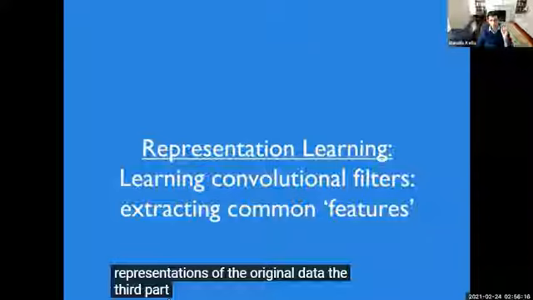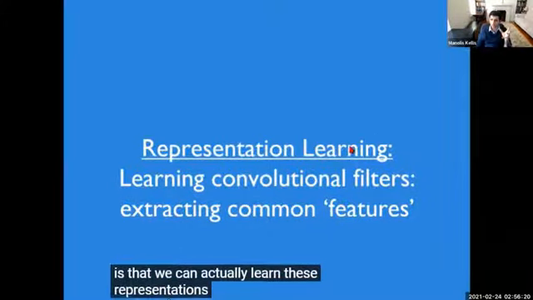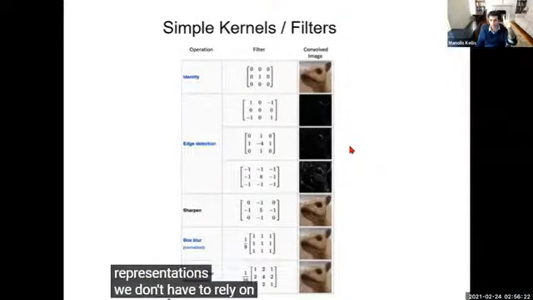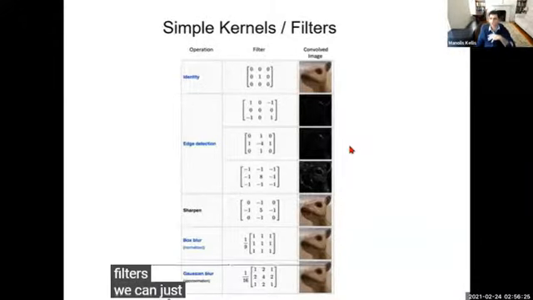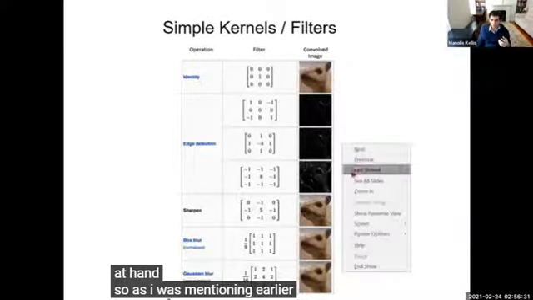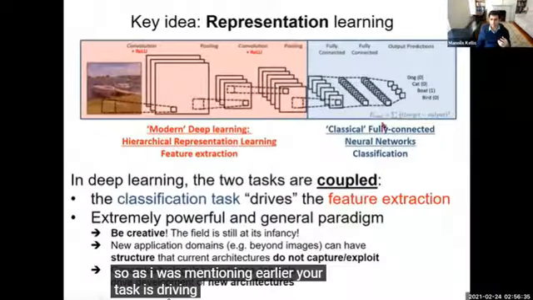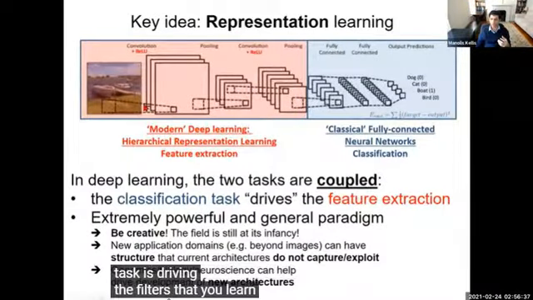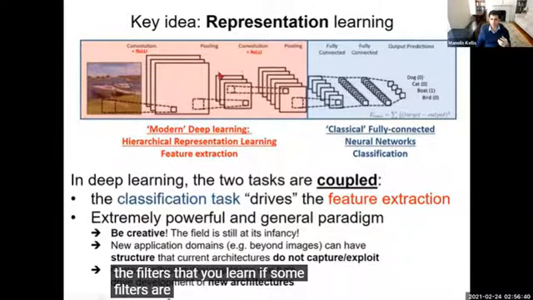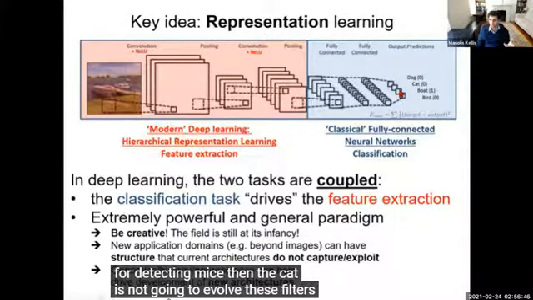The third part is that we can actually learn these representations. We don't have to rely on 30-year-old filters. We can just learn them de novo for the task at hand. So as I was mentioning earlier, your task is driving the filters that you learn. If some filters are not helpful for detecting mice, then the cat is not going to evolve these filters.